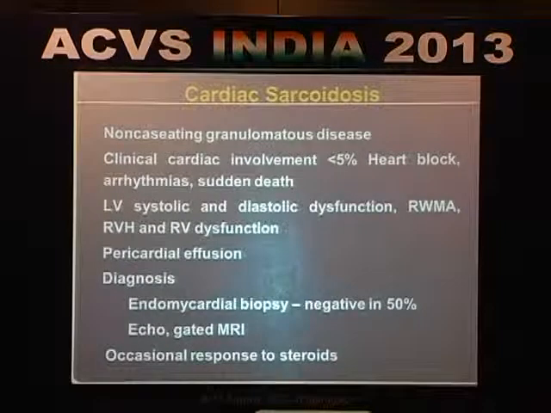Cardiac sarcoidosis, I don't want to go into the details for lack of time, is a non-caseating granulomatous disease. But please do remember, sarcoidosis is very frequently associated with involvement of the heart. It has a very typical classical involvement of the myocardium. It might present like dilated cardiomyopathy. It might present as atrioventricular conduction abnormality, first degree AV block or even complete heart block. It might present with tachyarrhythmias, ventricular tachycardia or electrical storm. So that is how they might come to us.